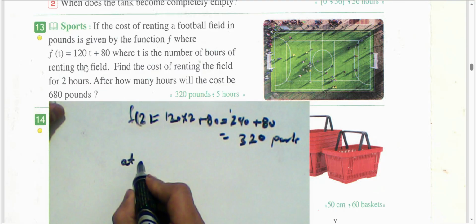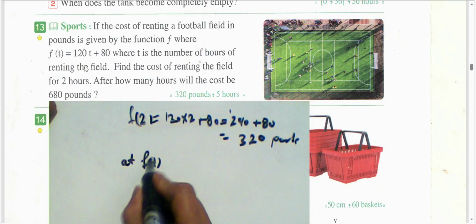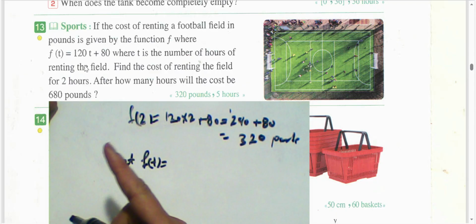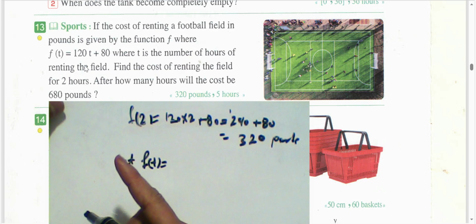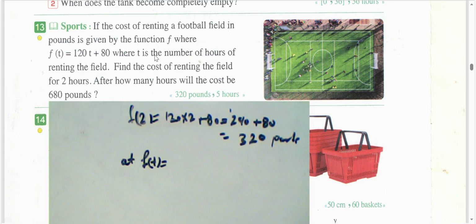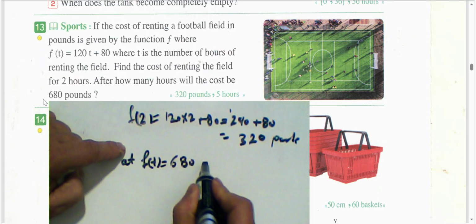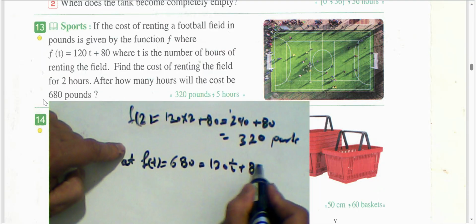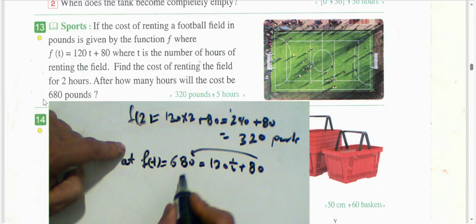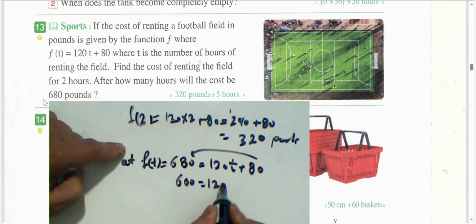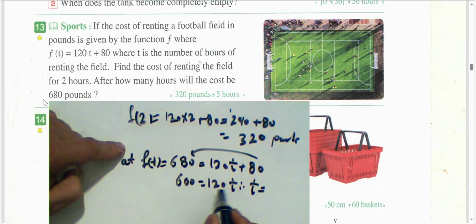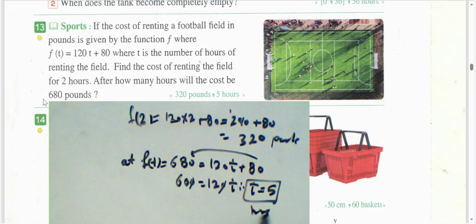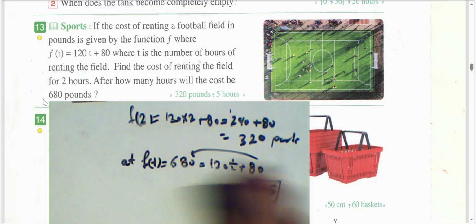Then, he asked here, after how many hours will the cost be 680? Then we can write 680 equal to 120t plus 80. We can move 80 here to subtract from 680, it will be 600 equals 120t. The value of t, we can divide, the result will be 5, after 5 hours. Okay, the number of hours will be 5.